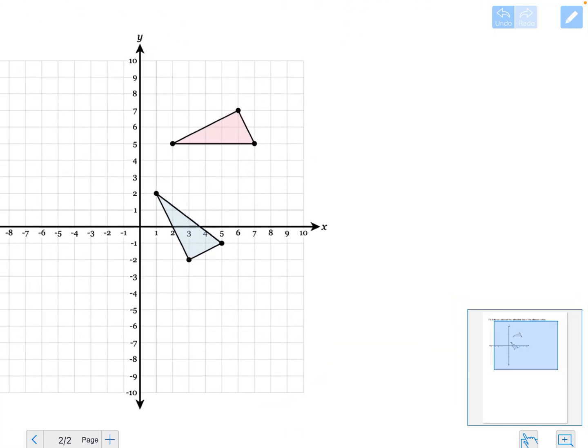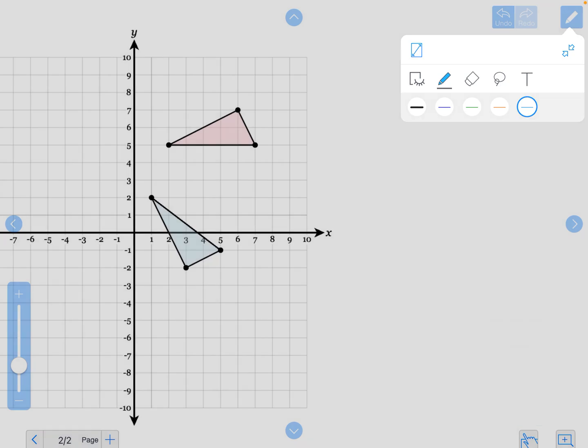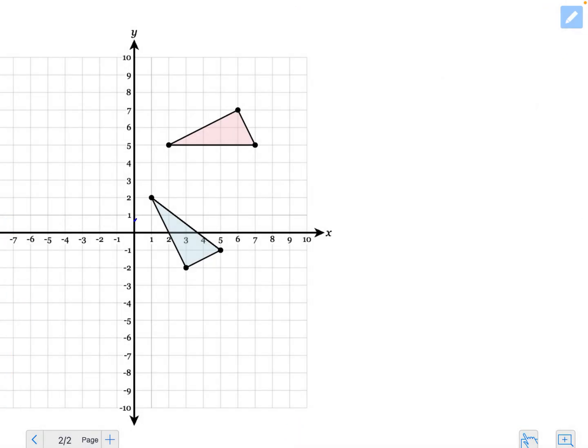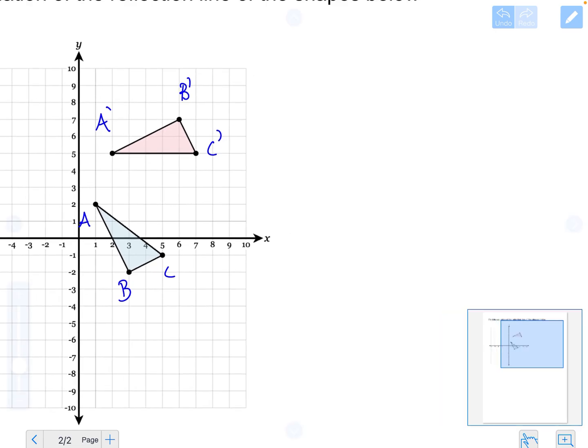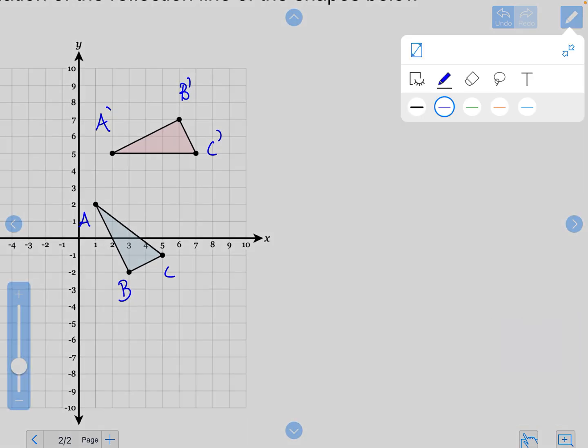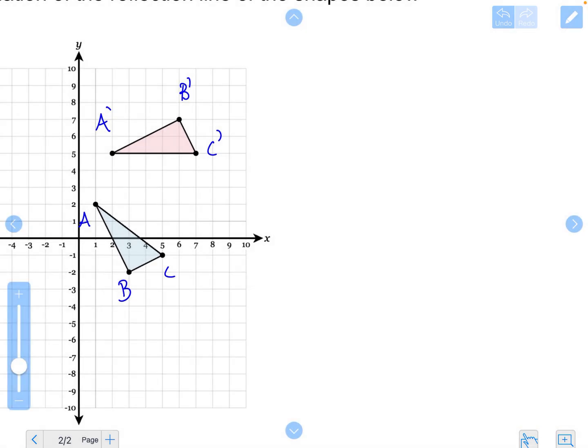All right, so let's do this. And again, it really doesn't matter which one is prime versus which one is not prime. I'm going to go A, B, C, A prime, B prime, C prime. So the first thing that I need to do is I need to find my midpoints. So the midpoint of line A, and again, this is just making my life a little bit easier for me to visualize. So A is 2, 1.